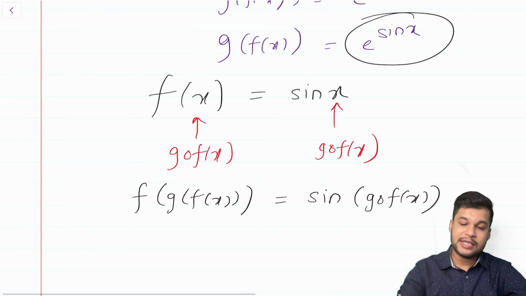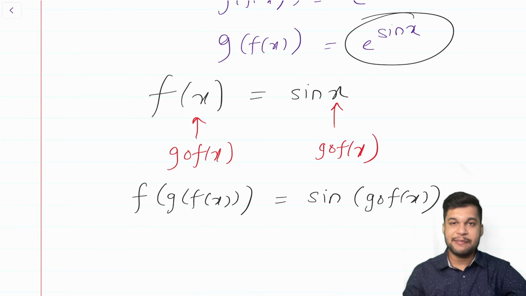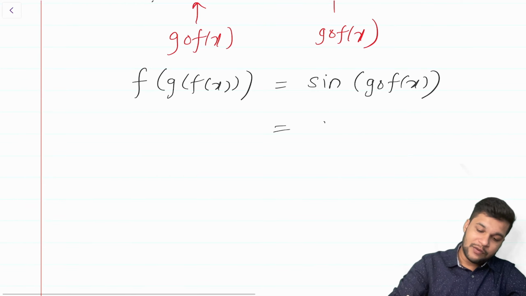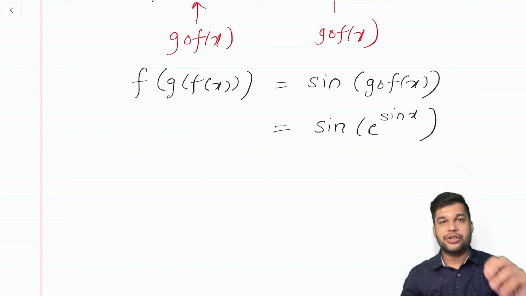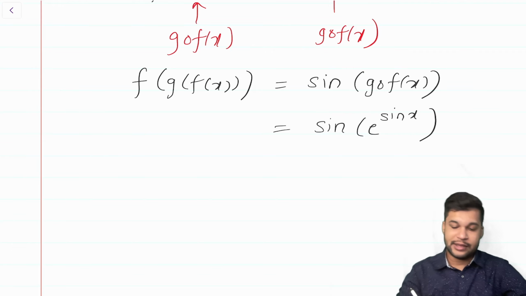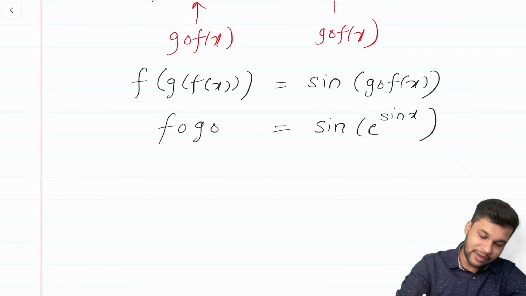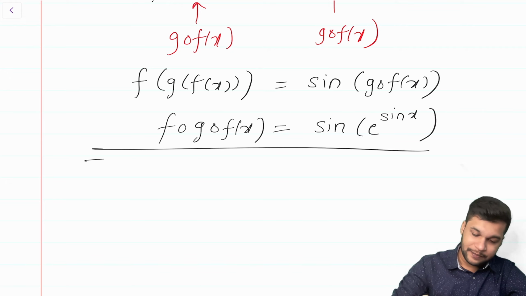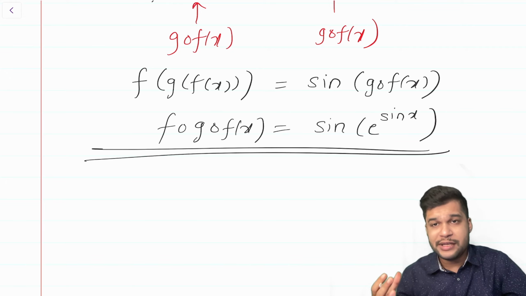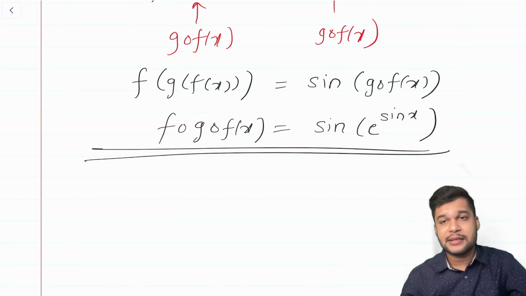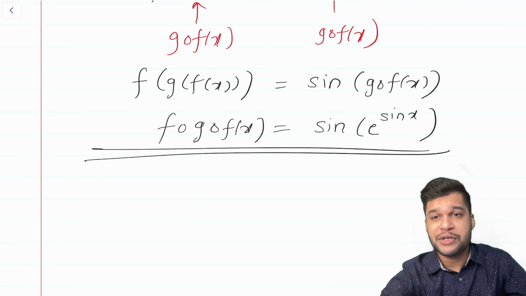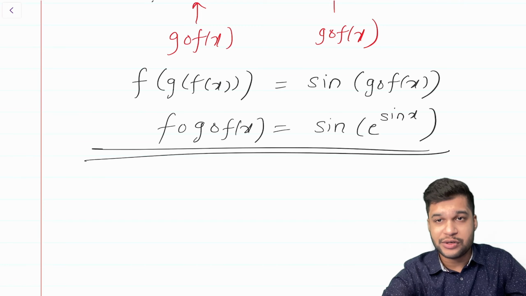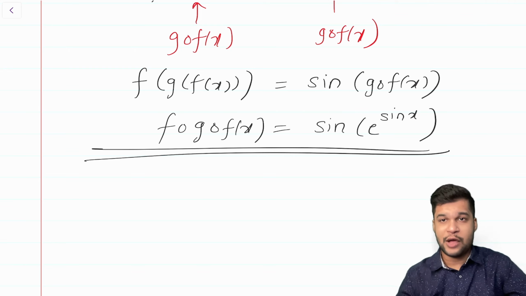G of f(x) is e power sine x. So your answer will be sine of e power sine x, right? This is what f of g of f(x) looks like. What do we call these type of functions? We call them composite functions. I hope you understood this.